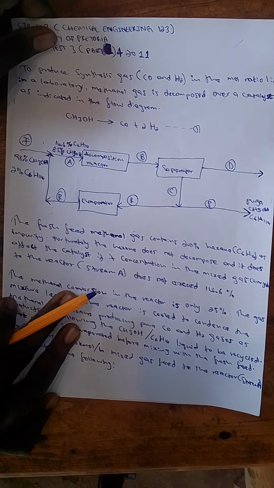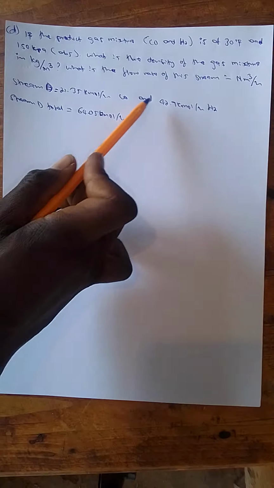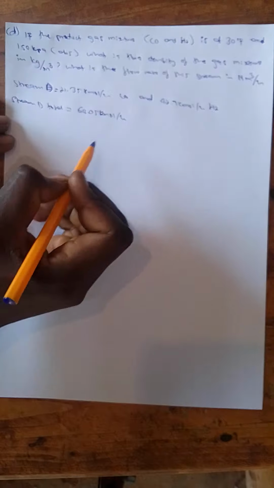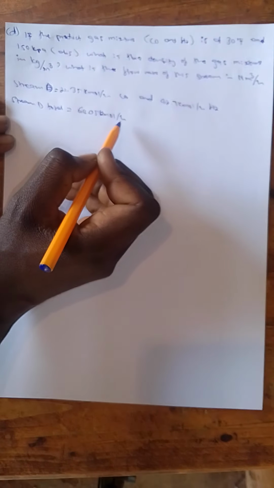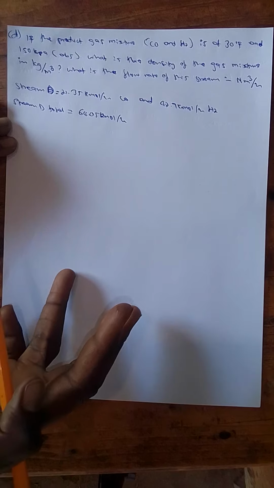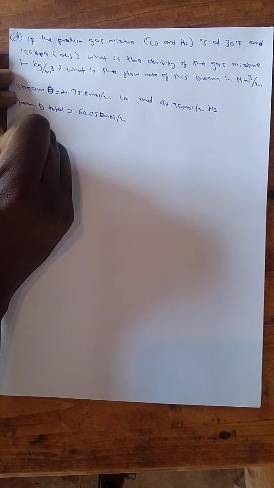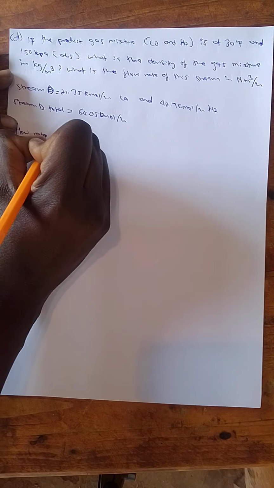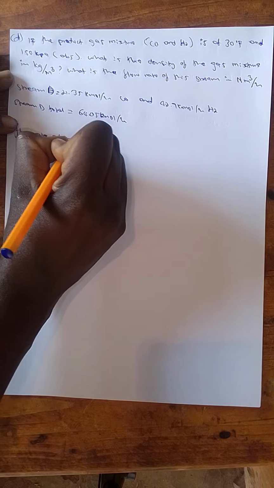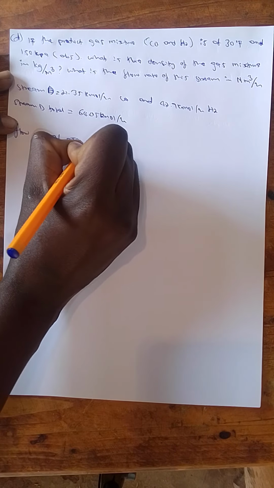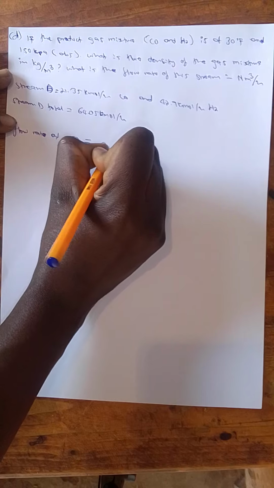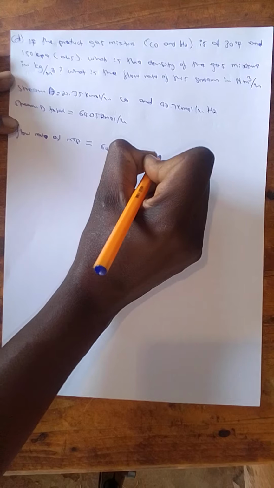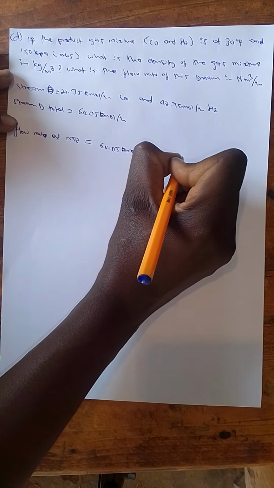And if you're going to be calculating the flow rate at NTP, or the flow rate in normal meter cubed, we're going to need to multiply the flow rate in kilomole per hour with a constant of 22.41. So let me just write that. Flow rate at NTP, that is normal temperature and pressure, is equal to 64.05 kilomole per hour multiplied by a constant of 22.41, right?